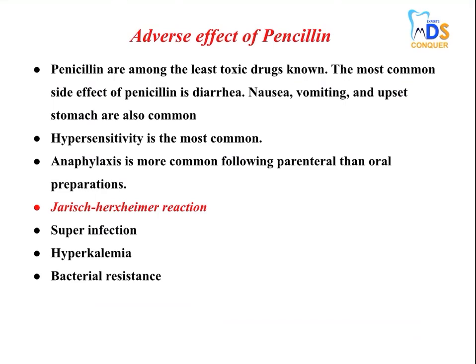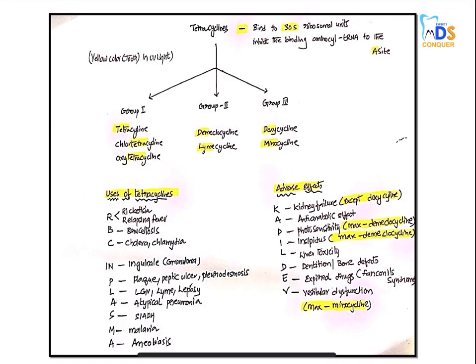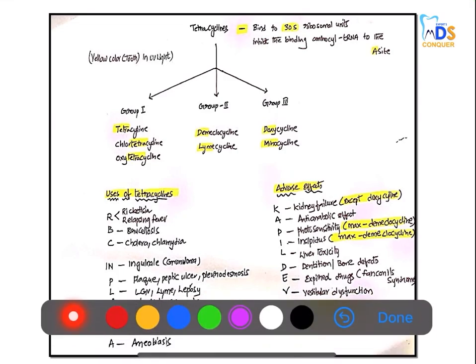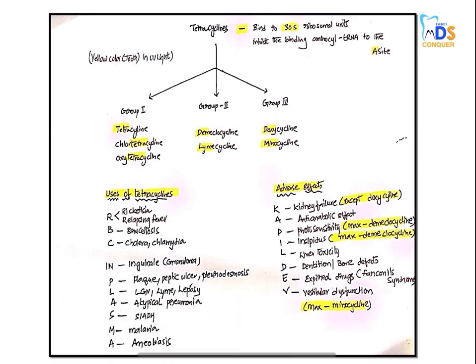So just note this. Next, coming to the tetracyclines, they bind to the 30S ribosome at the A site, and there are group 1, group 2 and group 3. Very important points are again given here. For the uses of tetracyclines, the mnemonic is 'RBC in plasma'. They can ask rickettsia, they can ask relapsing fever. And for the adverse effects, the mnemonic is 'Kapil Dev', so kidney failure except doxycycline.